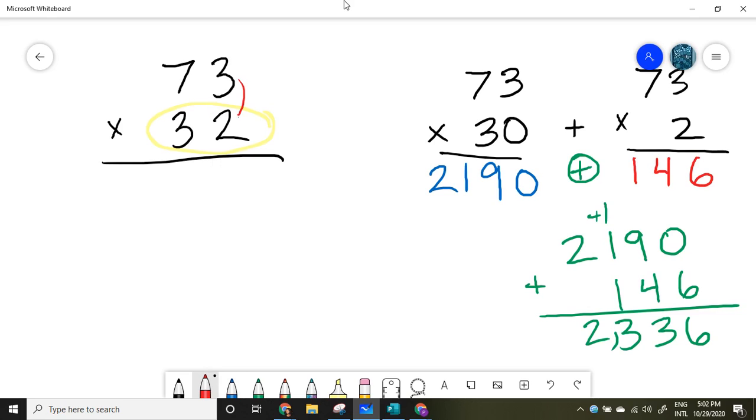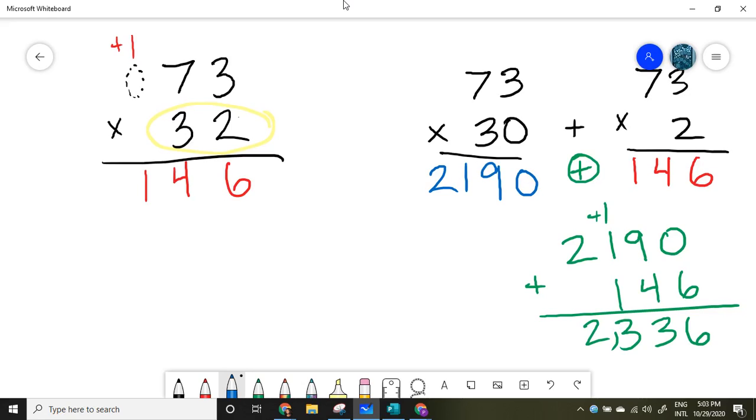So 2 times 3 is 6. 2 times 7 is 14. So I would put my 4 1s and then carry my extra 10. Now here, there's this kind of invisible 0, right? So next I would do 2 times 0, which would be 0 plus 1. So my 1 is just going to fall back down.